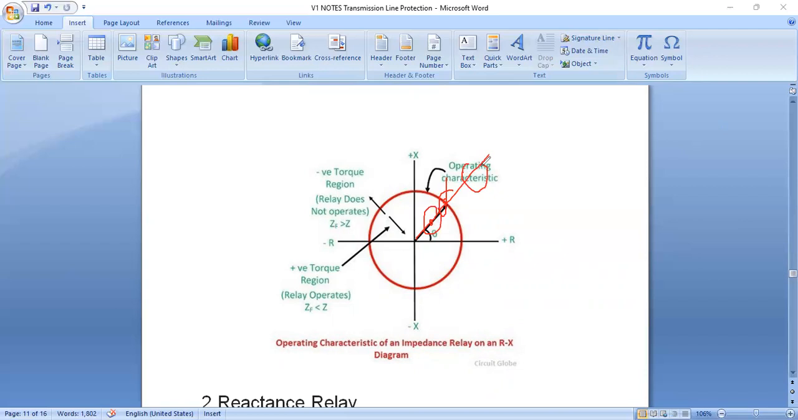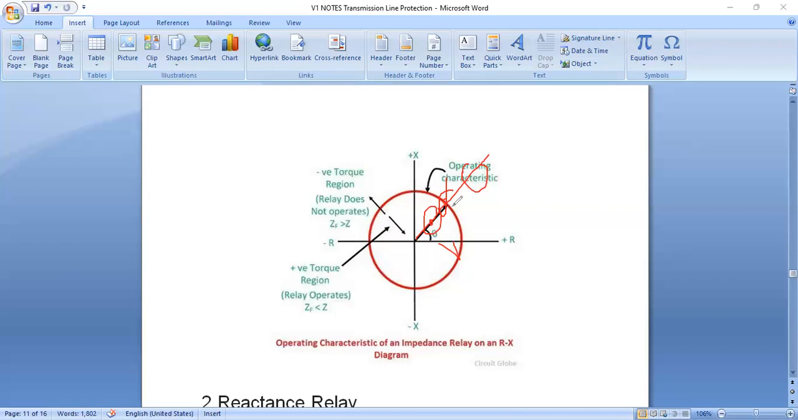So if the operating point is F1, the relay will operate, and if the point is F2, the relay will be on the verge of operation. For F3, the relay will not operate. This characteristic is plotted on the RX plane for more information. The x-axis is the resistance axis, this is minus R and this is positive R, and the y-axis is the reactance axis. The resistance axis represents the real part, and the reactance axis represents the imaginary part.